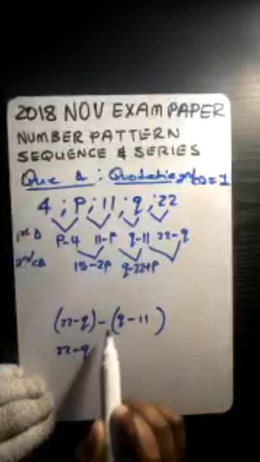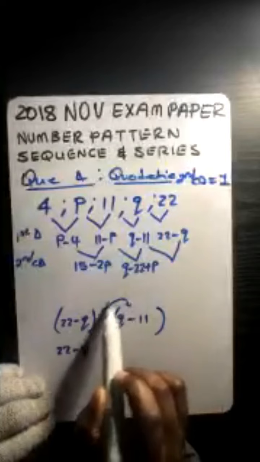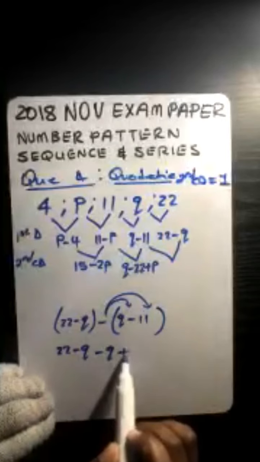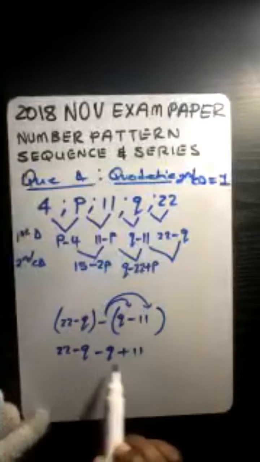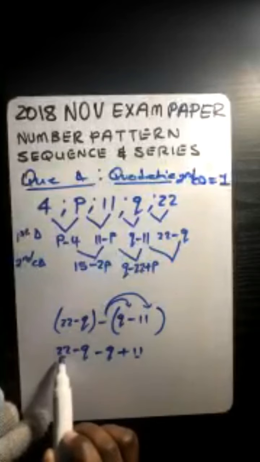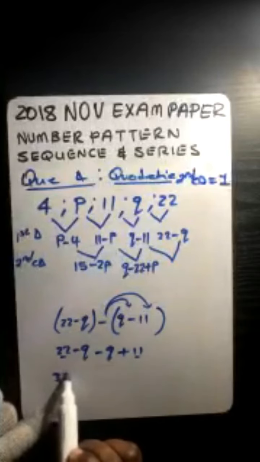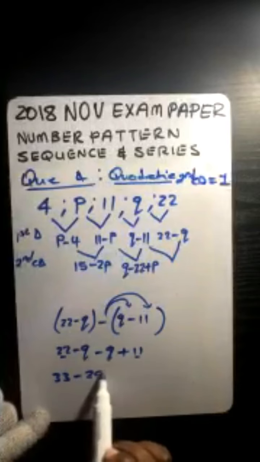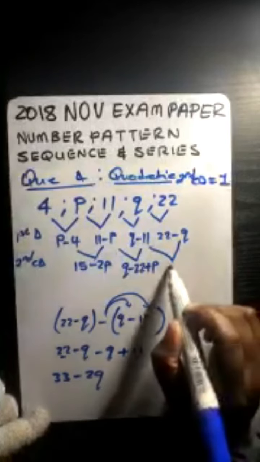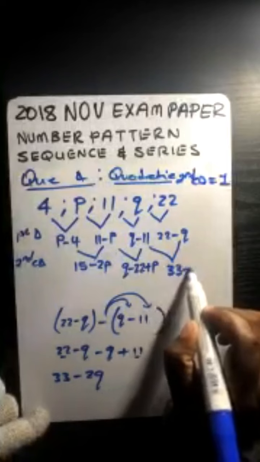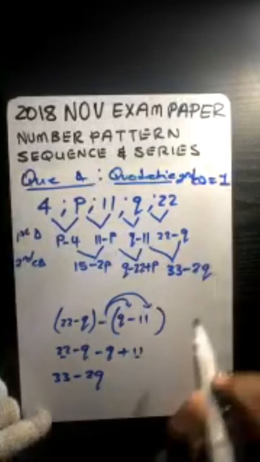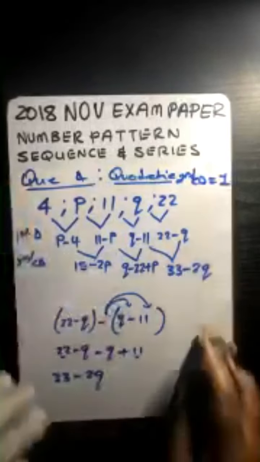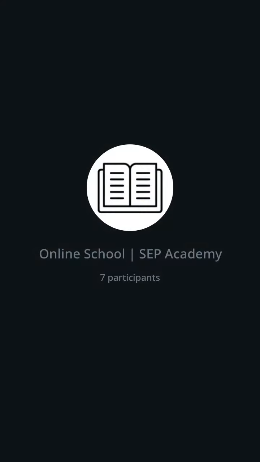Visible negative 1 by invisible negative 1, having q, then positive 11. So in short, this is 33, 33 minus 2q over there. There's something interesting that they said over there, ladies and gentlemen. They said the second common difference is equal to 1. So that means this thing can be equated to 1.